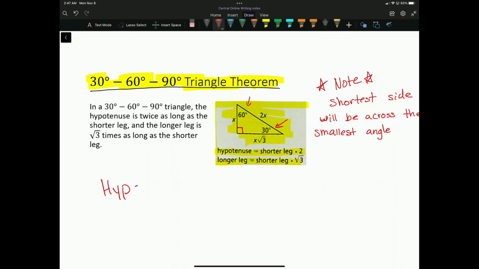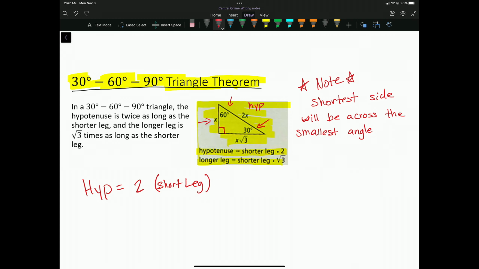Another way, I'm just going to rewrite this in a different way. So our hypotenuse, remember that's going to be my longest side, is going to be 2 times my shorter side, my short leg. In this case, my short leg is right here. And the way we know that is my shortest side will always be across from the smallest angle. In a 30, 60, 90 degree triangle, my smallest angle is going to be 30 degrees. So the side opposite 30 degrees will be the side we're talking about here. That's going to be my x.